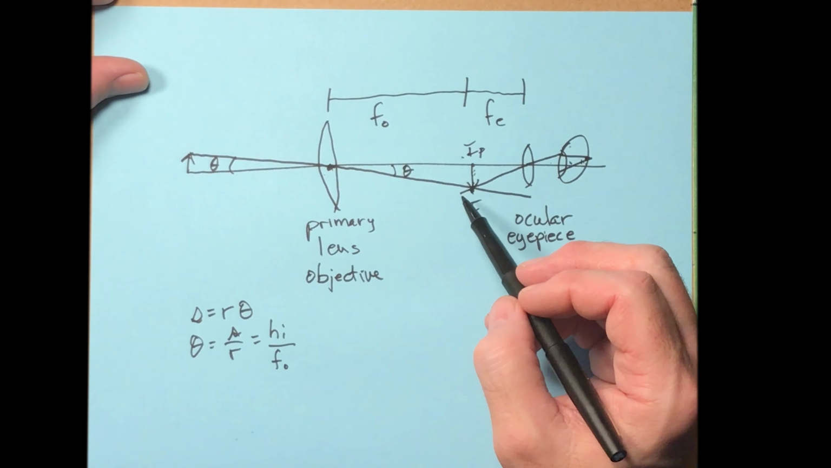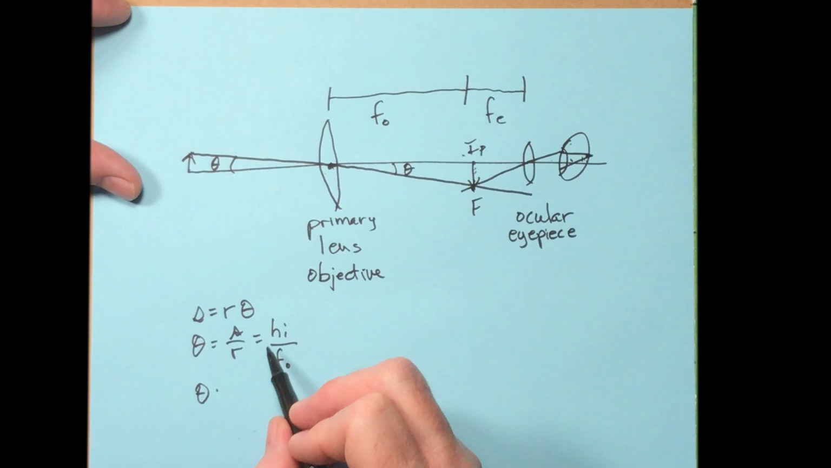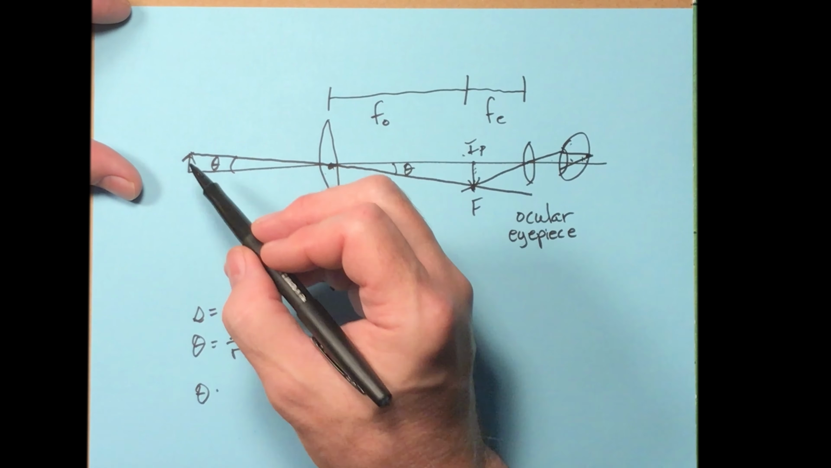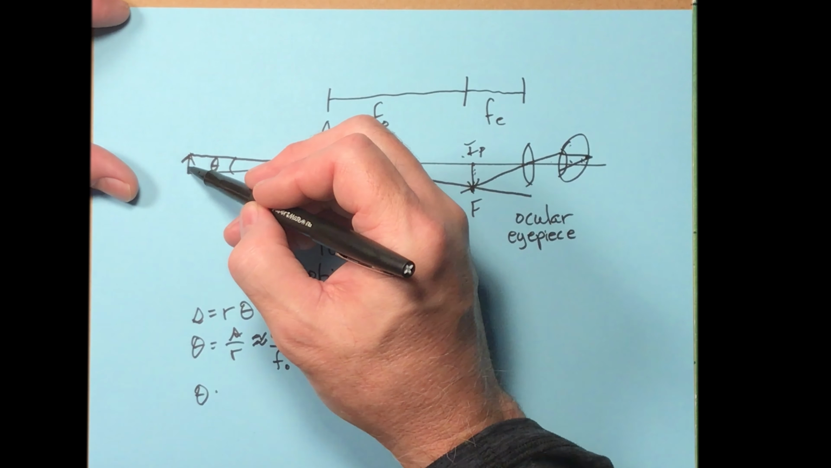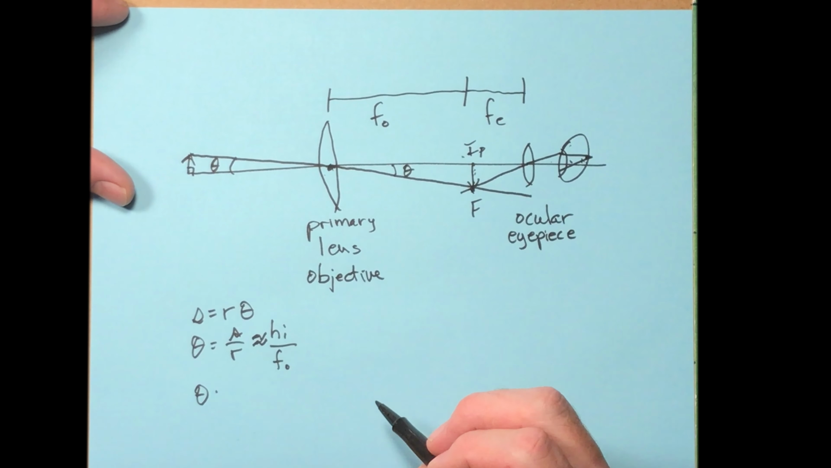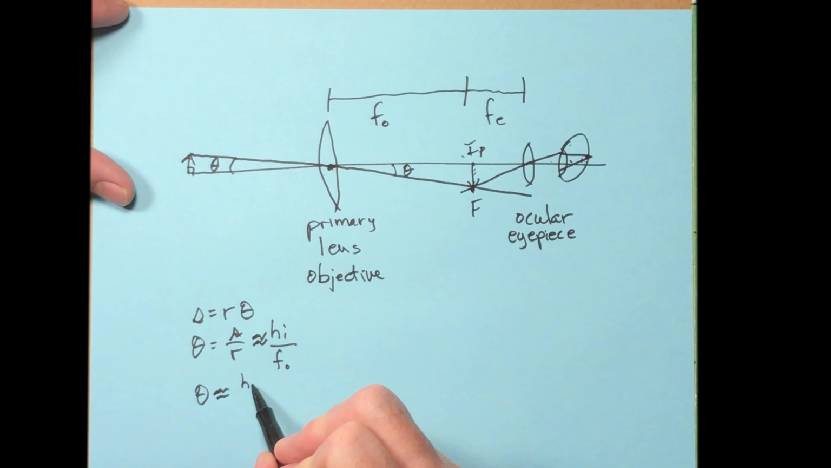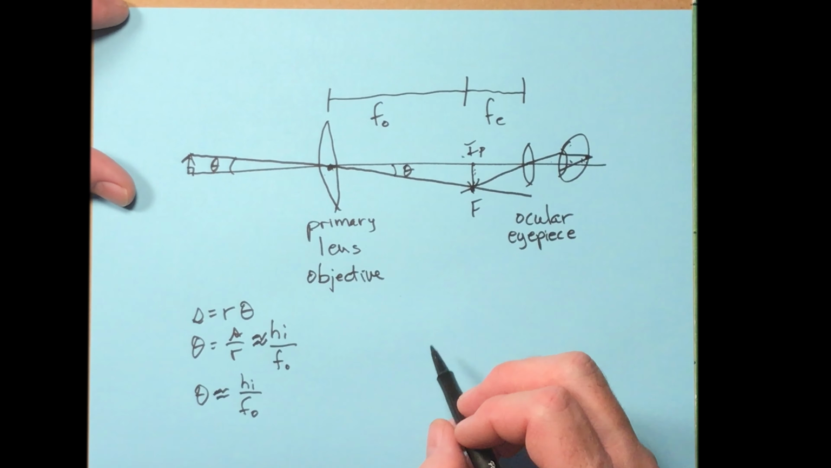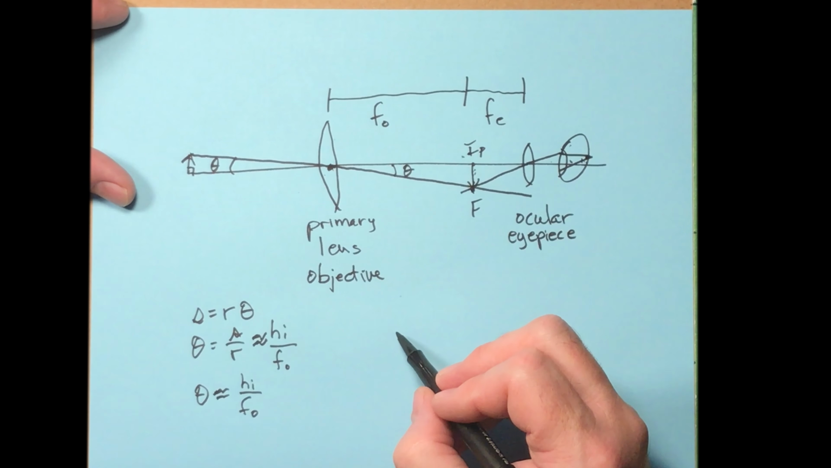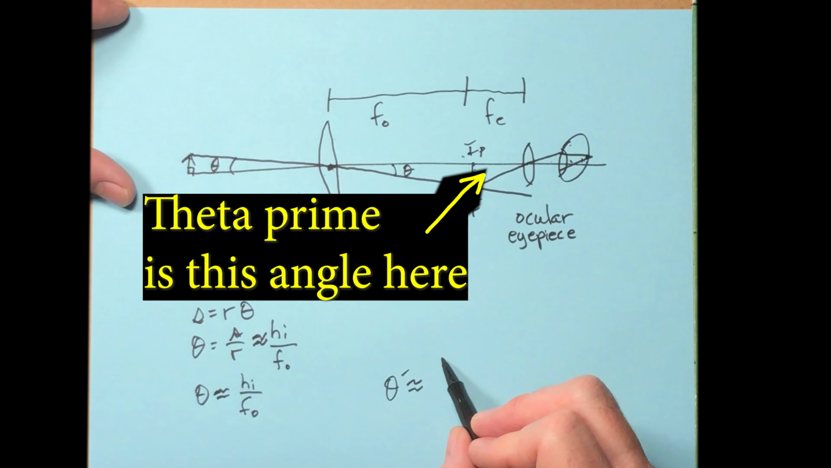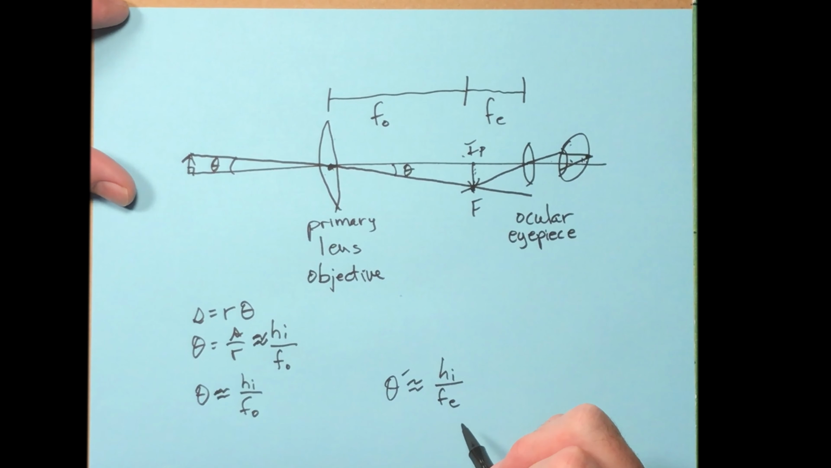Okay. Now, theta is approximately equal to that, because we're treating this as if it is an arc when we know that that's a straight up and down 90 there. We're just treating it as if it's an arc. This would be then approximately equal to the height of the image over the focal length of the objective. All right, but for the eyepiece, we can do the same sort of thing. The theta, let's call it theta prime, is going to be approximately equal to the height of its image over the focal length of that eyepiece.